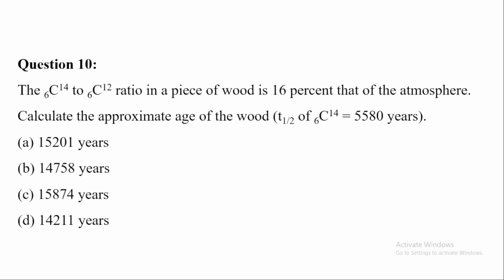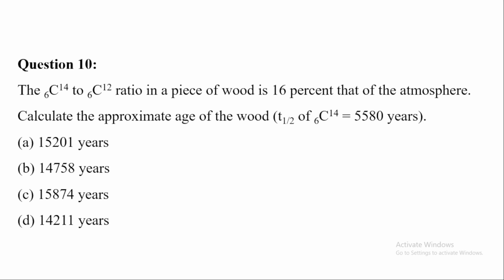Okay, so the next question, question number 10. The C14 to C12 ratio. What does this 14 and 12 represent? It is the mass number. The atomic number is the same. The atomic number for both carbon is 6. It is carbon, so the atomic number is fixed at 6. Mass number, however, changes depending on the number of neutrons and protons in the nuclei.